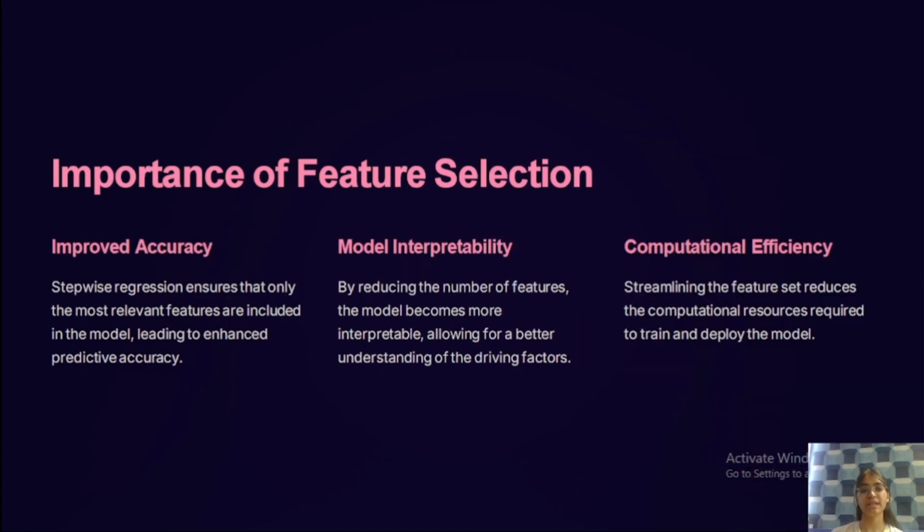The importance of feature selection in a regression model is as follows. It improves accuracy, model interpretability, and computational efficiency. Selecting features which are important improves the accuracy of a model. Model interpretability: by reducing the number of features, the model becomes more interpretable, allowing for better understanding of the driving factors. Computational efficiency: streamlining the feature set reduces the computational resources required to train and deploy the model.